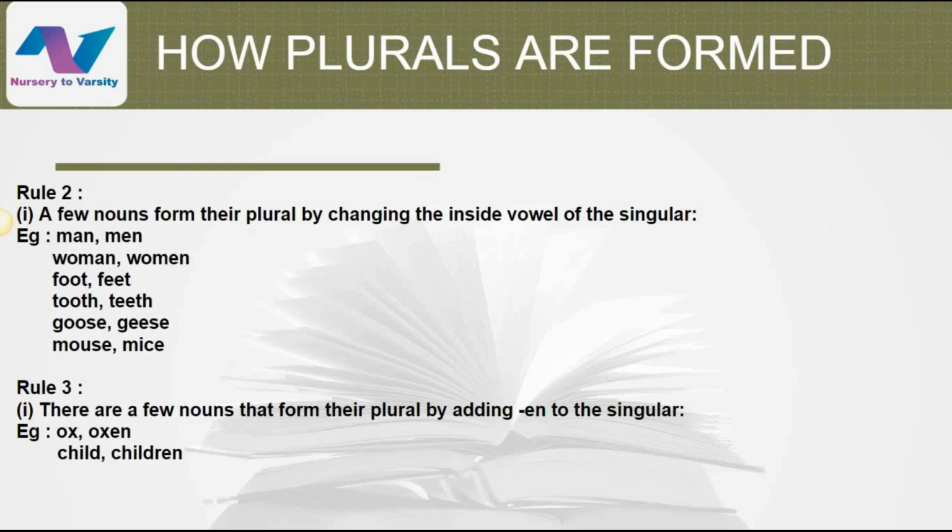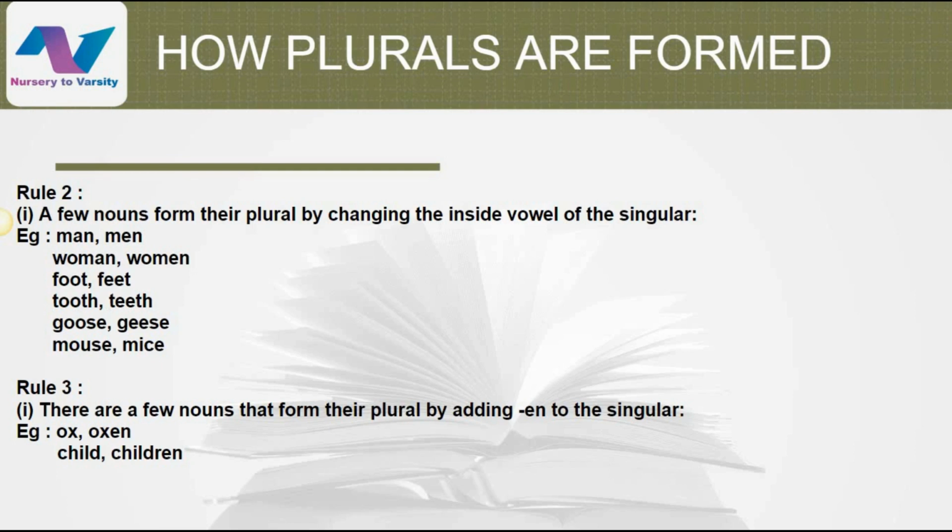Now moving on to rule number 2. The first part is that a few nouns form their plural by changing the inside vowel of the singular. Now let's see how it works. If I say men, simply the A got converted into E and it converts into the plural form. That is, MAN as singular form will get converted into the plural form MEN. Same with woman, women. Foot, feet. Tooth, teeth. So this is another way of converting a singular word into a plural word.